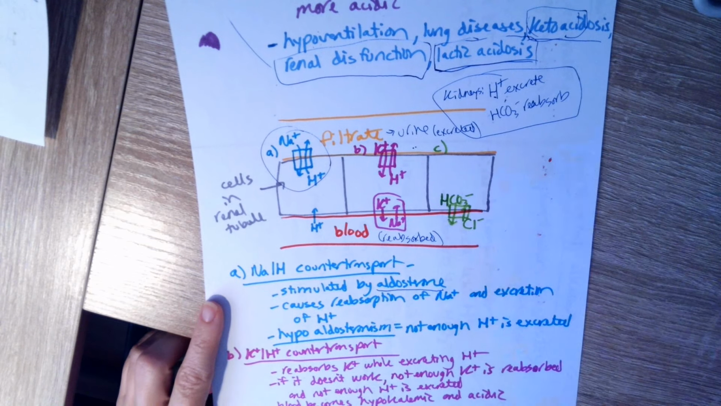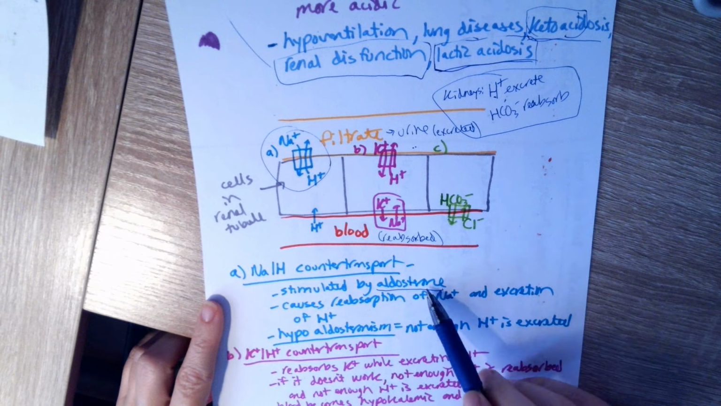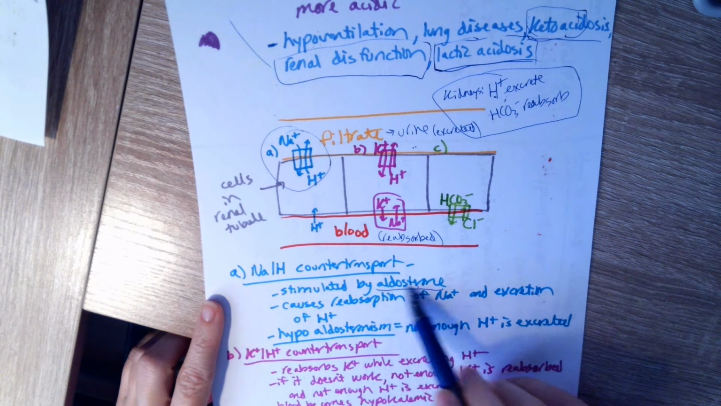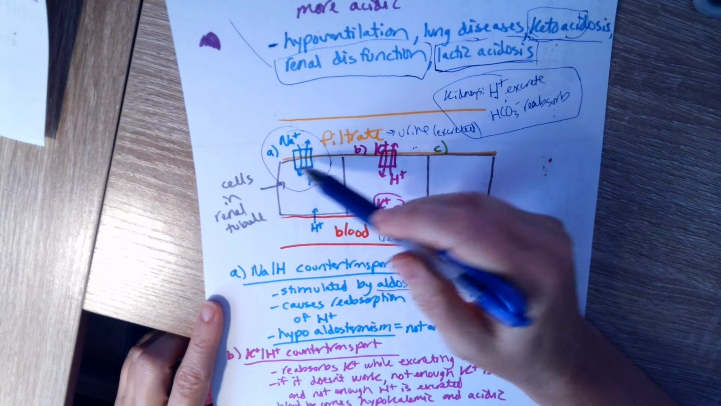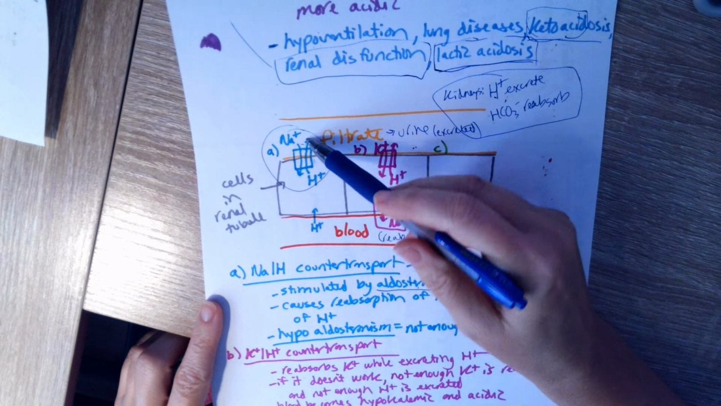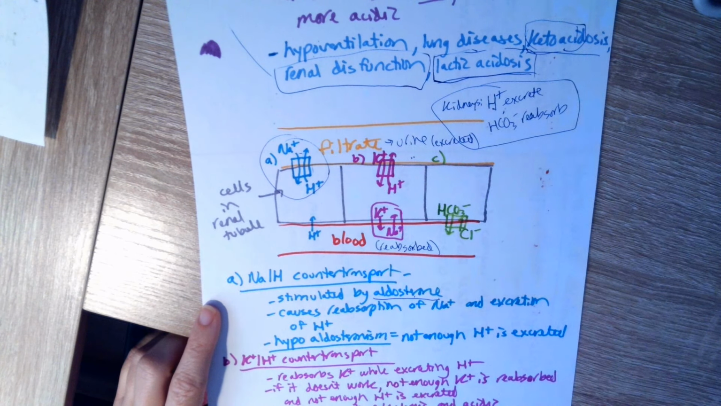So if your blood pressure is dropping too low, you release aldosterone. There are others; we'll wait until the endocrine system to get into those. But aldosterone is going to stimulate this to happen so that you reabsorb more sodium. A byproduct of this, of course, is that you end up excreting hydrogen, and that's typically good. It helps to keep you in balance.